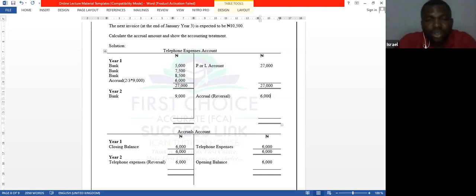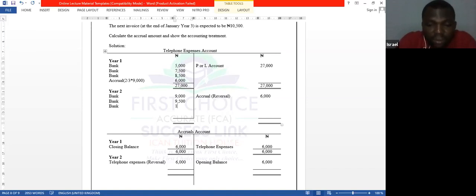Then we can continue with our bank. Another one we have is bank, which is our second payment, and that is 9,500. Then after that, we have bank again. We make another payment in the month of July, to be 10,000.